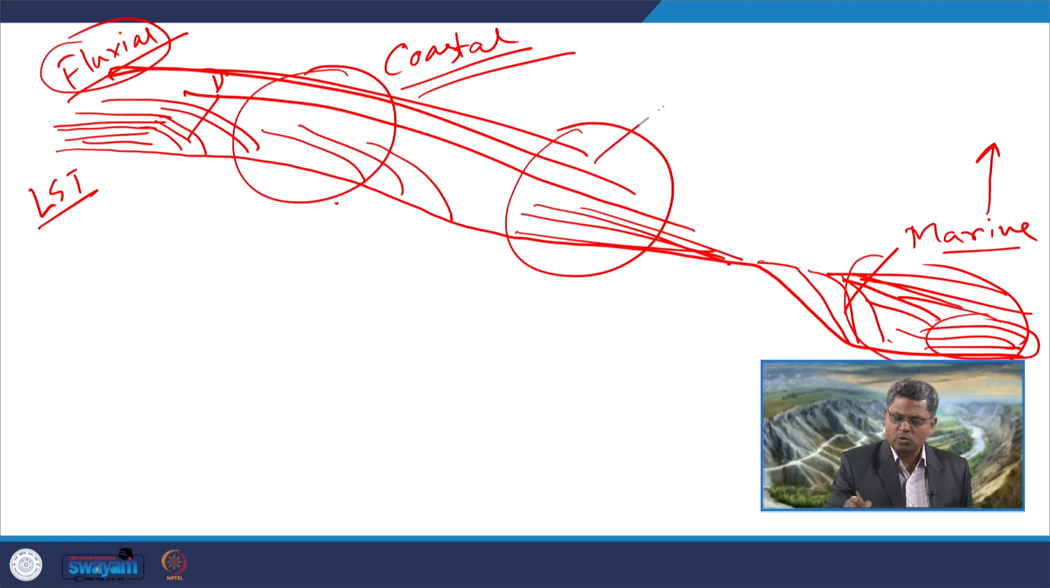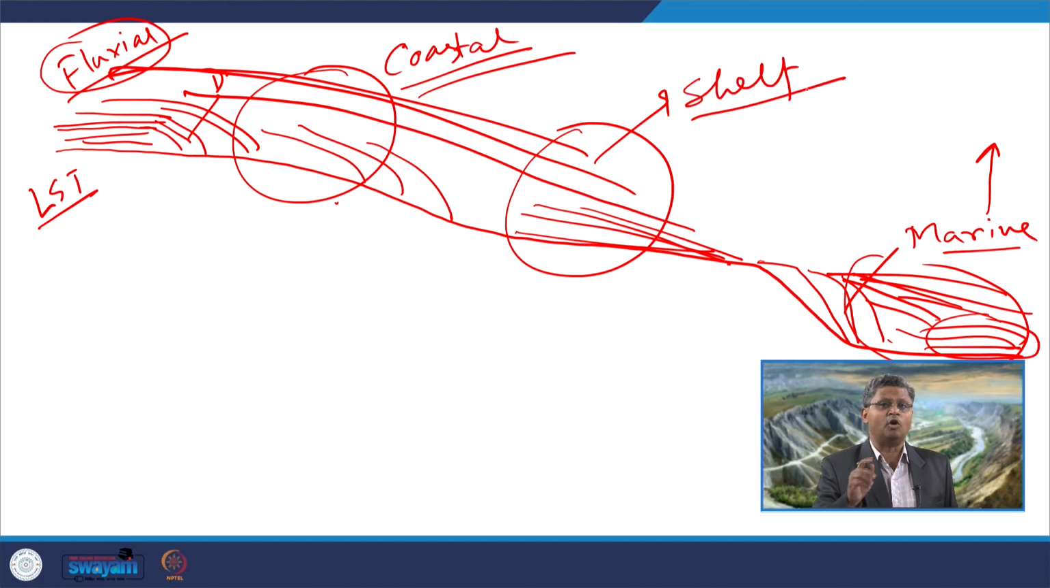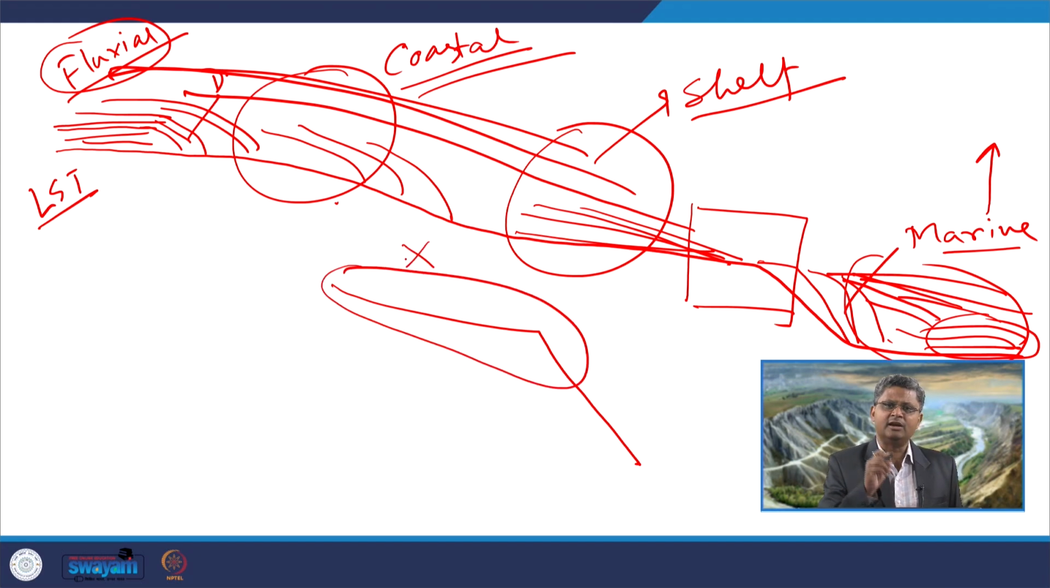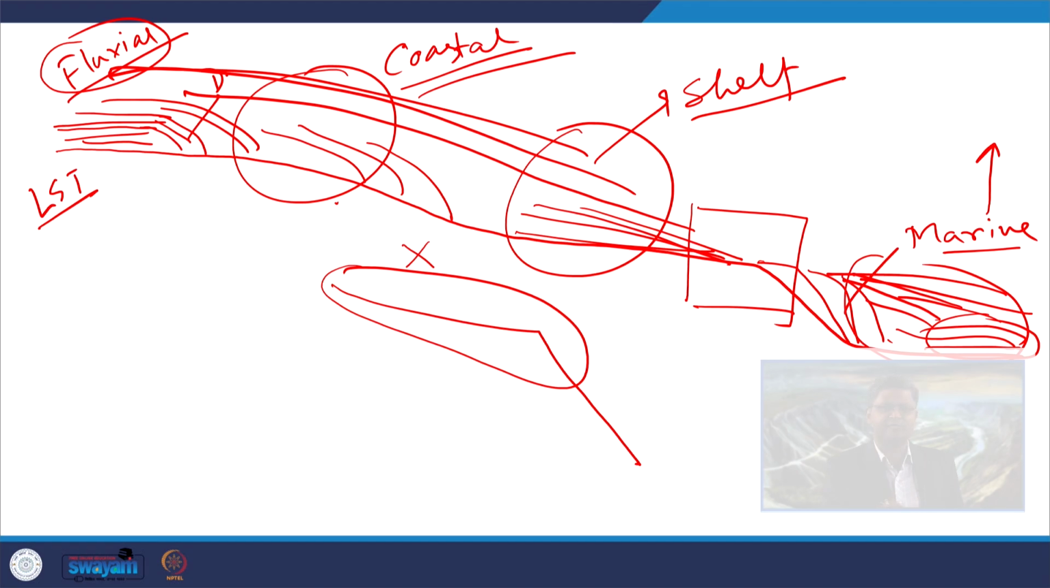Apart from this, we can get some amount of deposition, a very thin deposition in the shelf area, which may form a shelf onlap in the shelfal area. But then remains this particular zone, which is basically the shelf slope break. Along this particular area, we do not get any deposition during the transgressive phase, and since we do not get any deposition during the transgressive phase, we cannot trace the maximum flooding surface over here.